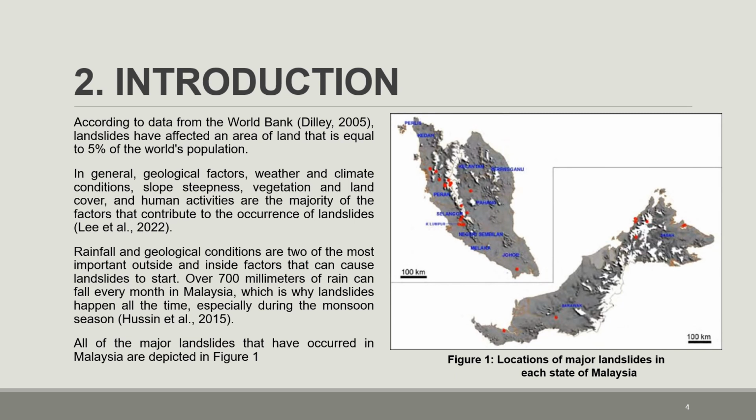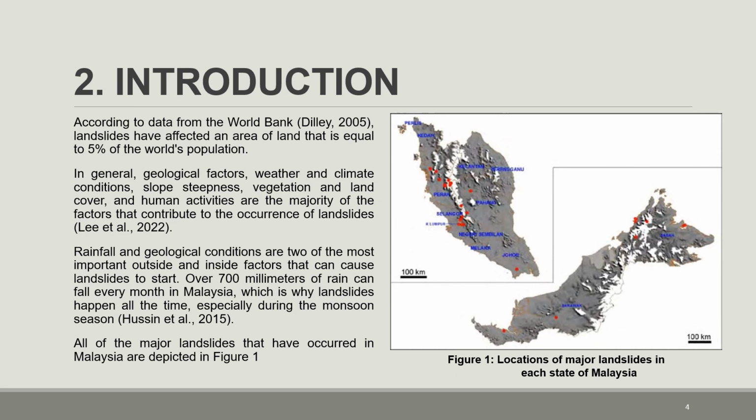Introduction. According to data from the World Bank, landslides have affected an area of land that is equal to 5% of the world's population. In general, geological factors, weather and climate conditions, slope steepness, vegetation and land cover, and human activity are the majority of the factors that contribute to the occurrence of landslides.